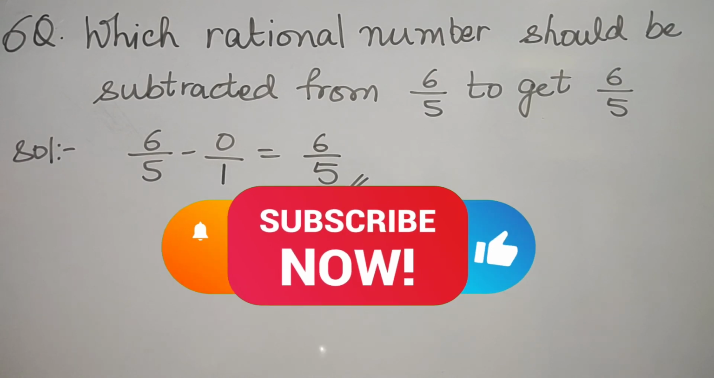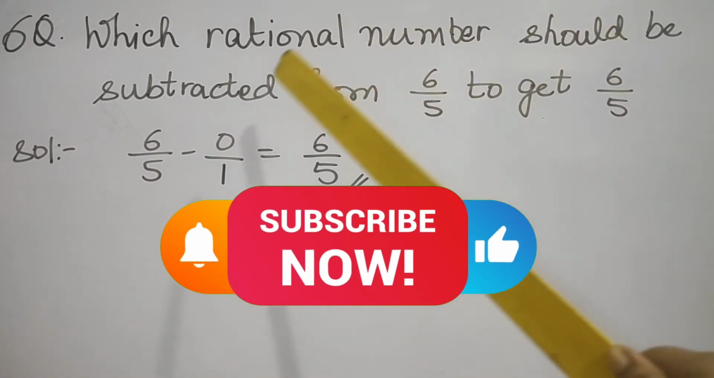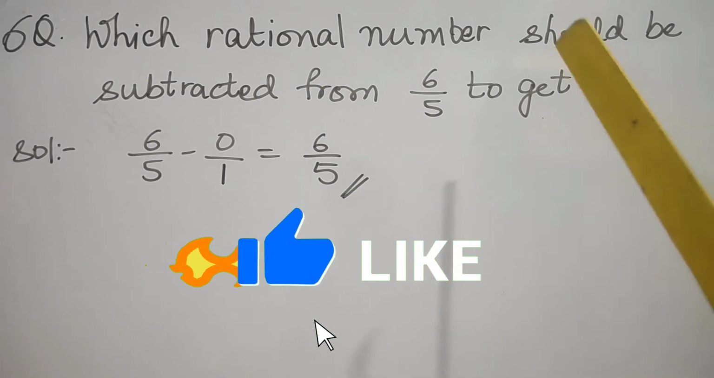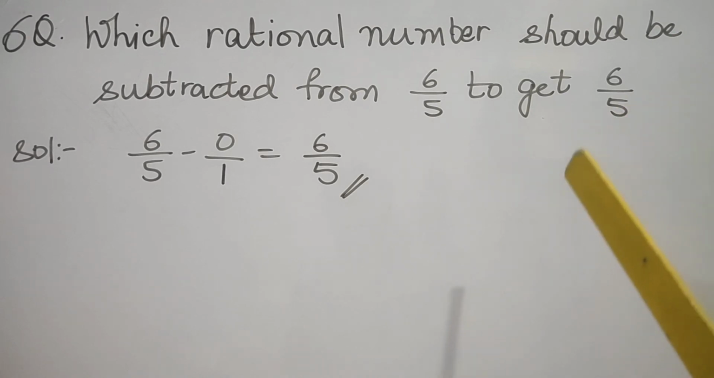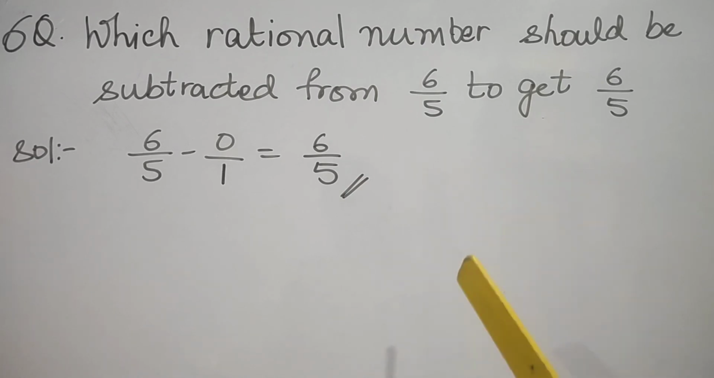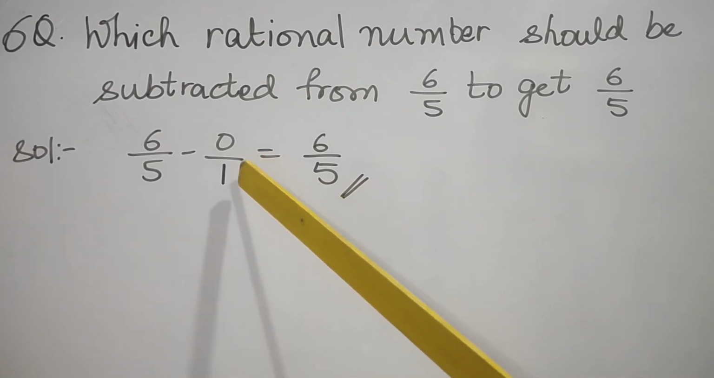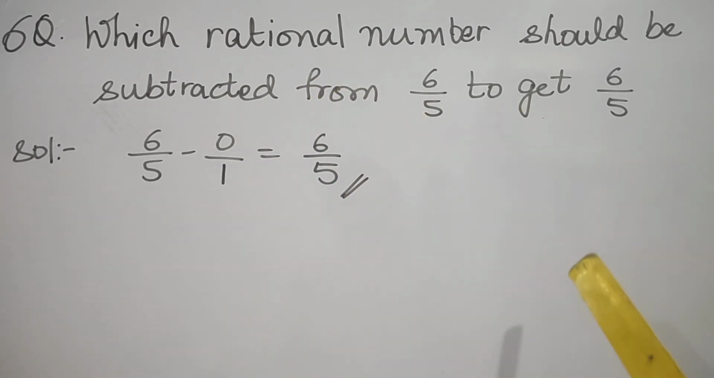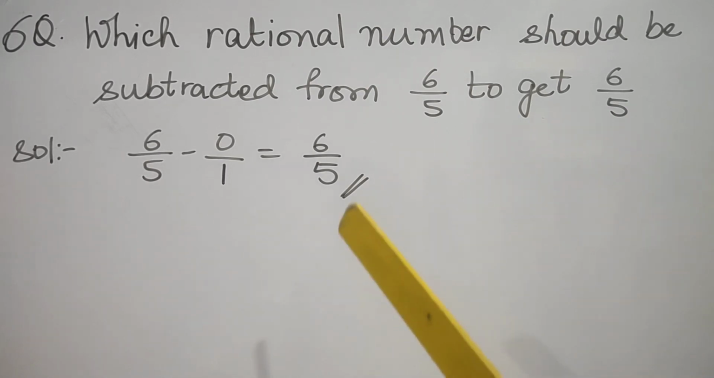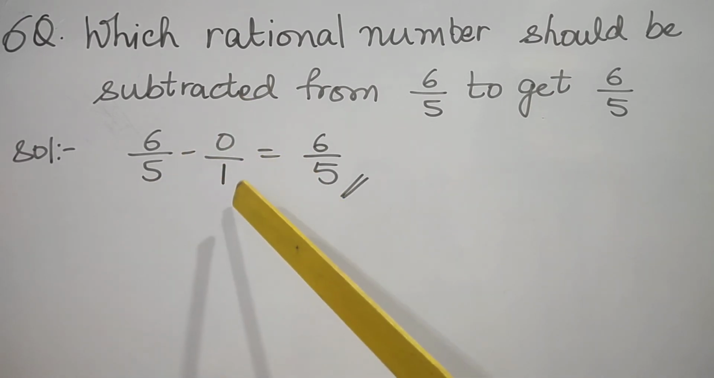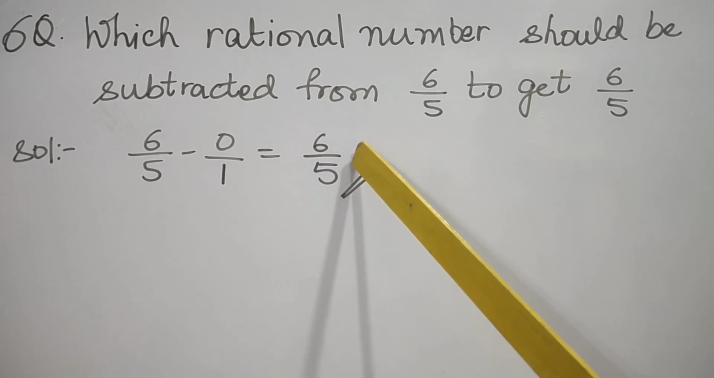Now the sixth question. Which rational number should be subtracted from 6 by 5 to get 6 by 5? We remember a rational number is in P by Q form where Q is not equal to 0. We know that if we subtract 0 from any number, we get the same number. But in P by Q form, Q should not be 0. That's our rule, you remember? So what we do is 6 by 5 minus 0 by 1. We get the LCM of 5 and we'll get the same answer as it is.